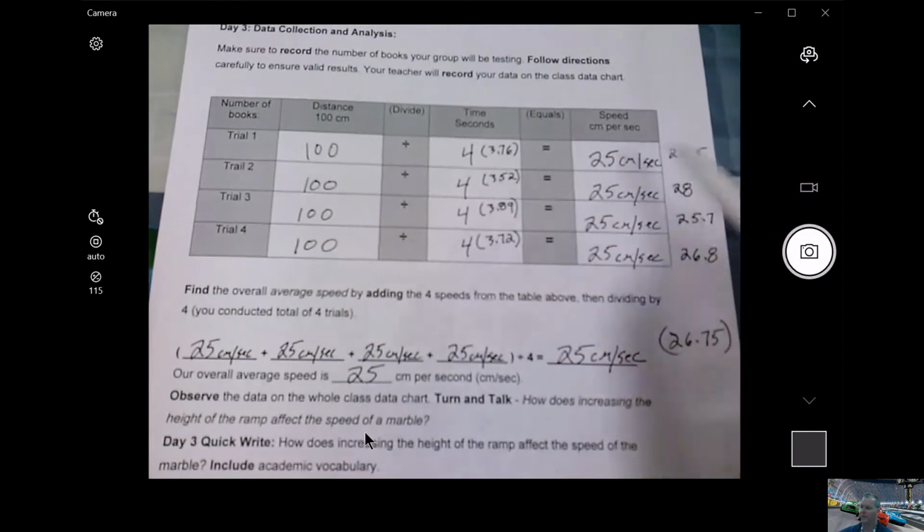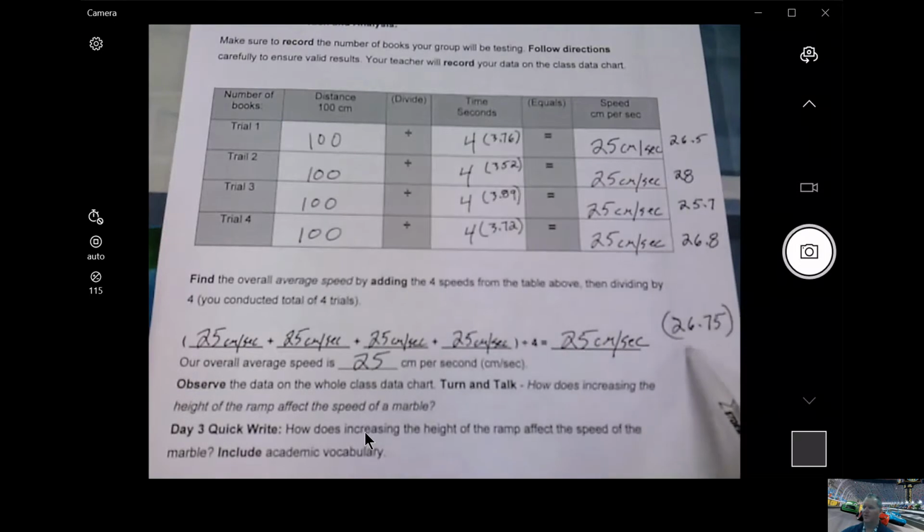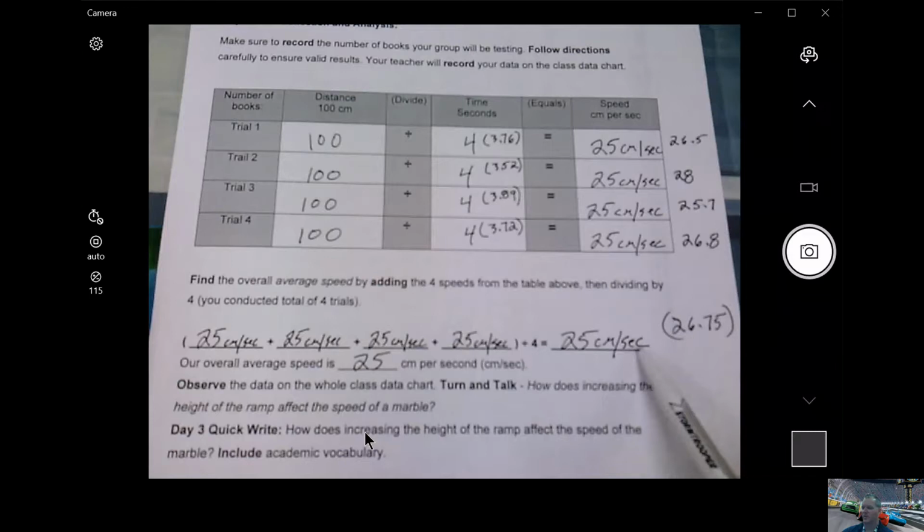But once we add them all together and divide by 4, because we want to see the average speed of all our trials, I went ahead and did that. So roughly 25 centimeters per second. And I even did it without rounding. So I took these numbers and did it without rounding and got 26.75 centimeters per second. So without rounding and rounding, off by about a centimeter, almost 2 centimeters per second.